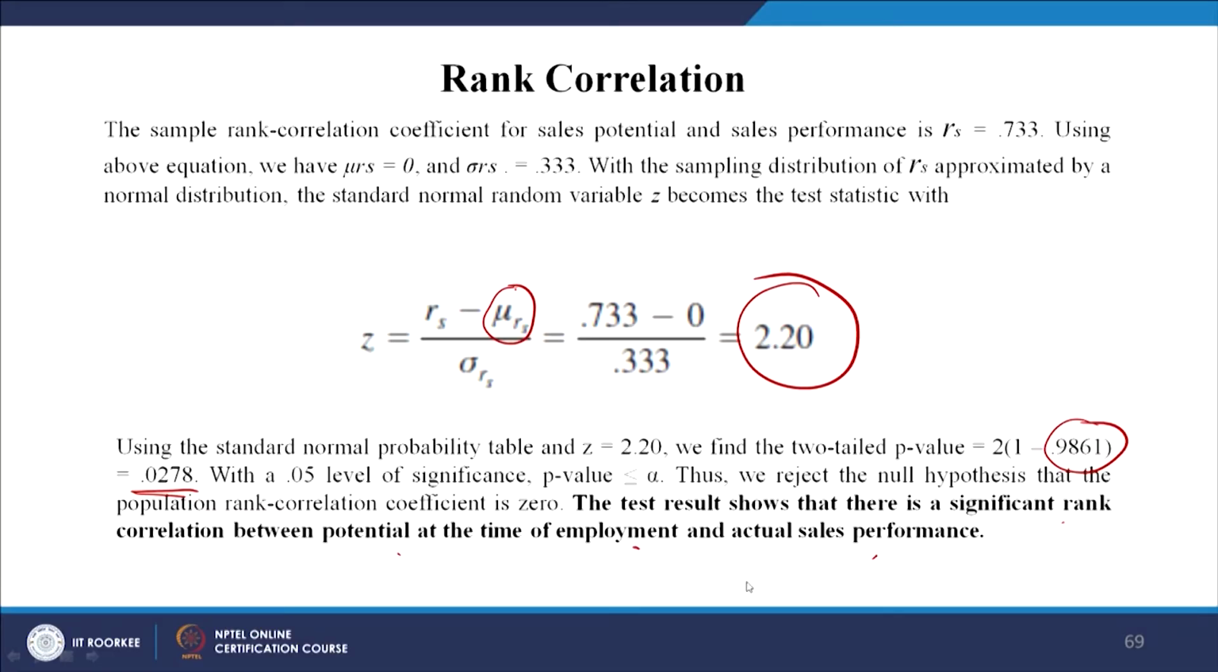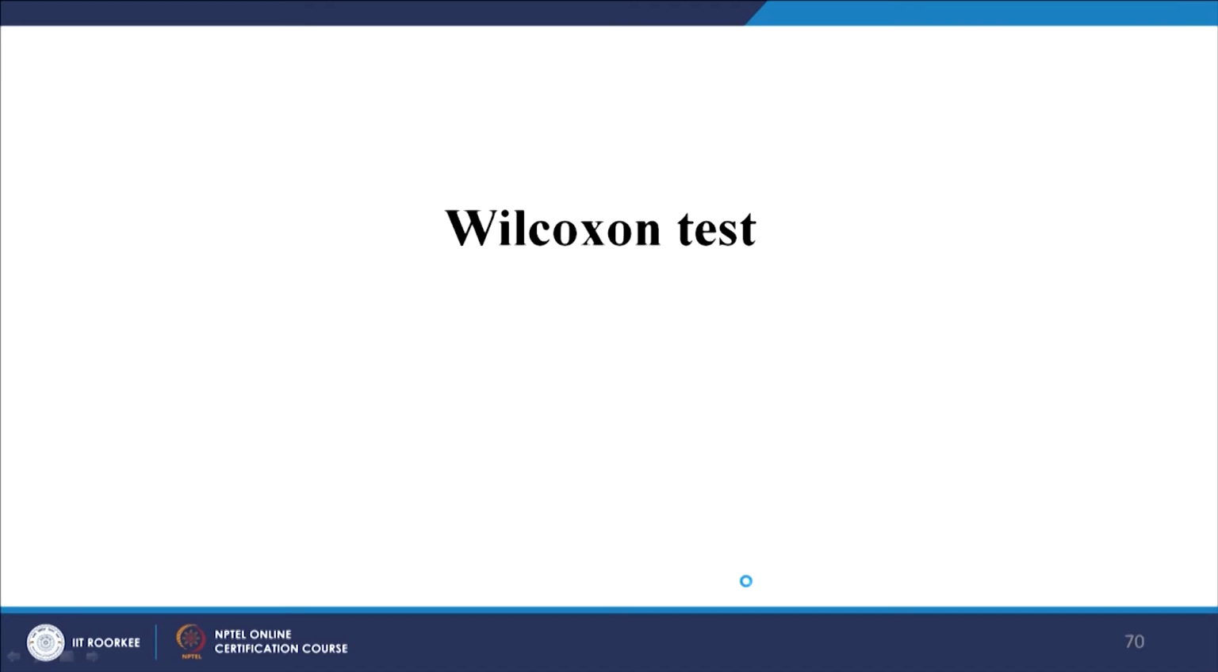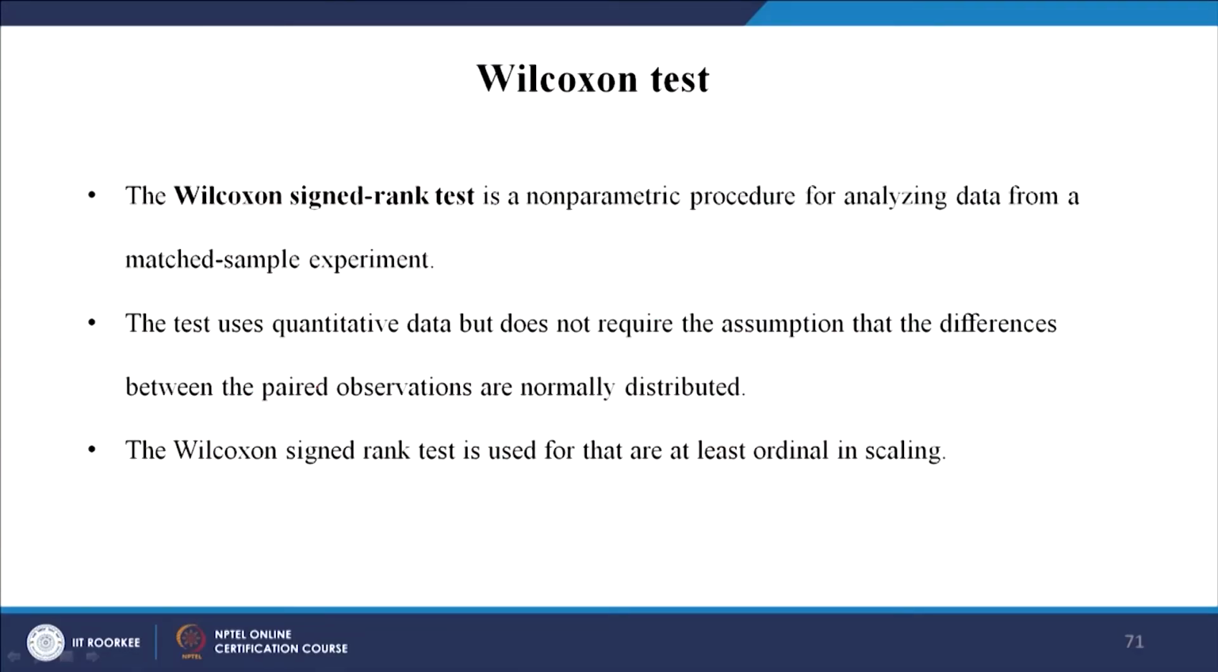Okay. So, this is what we have done in the rank correlation, and next I will tell you about one more test called the Wilcoxon test, right. This is a similar test, again a non-parametric test, used for analyzing data from a matched sample experiment. The Wilcoxon test is a very powerful test. This test uses quantitative data, but does not require the assumption that the differences between the paired observations are normally distributed.